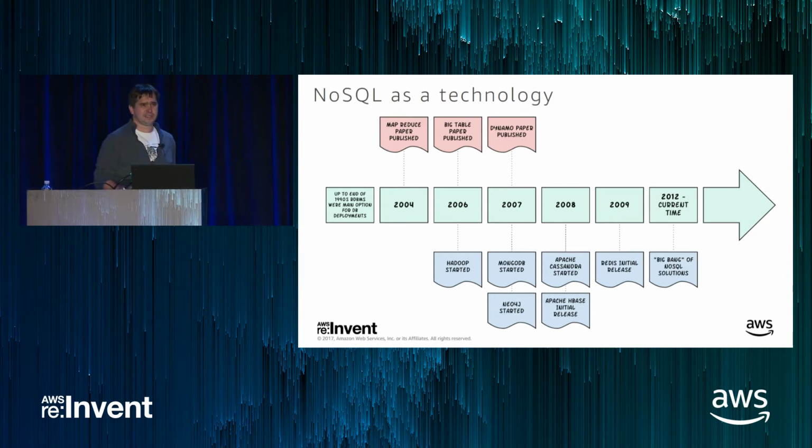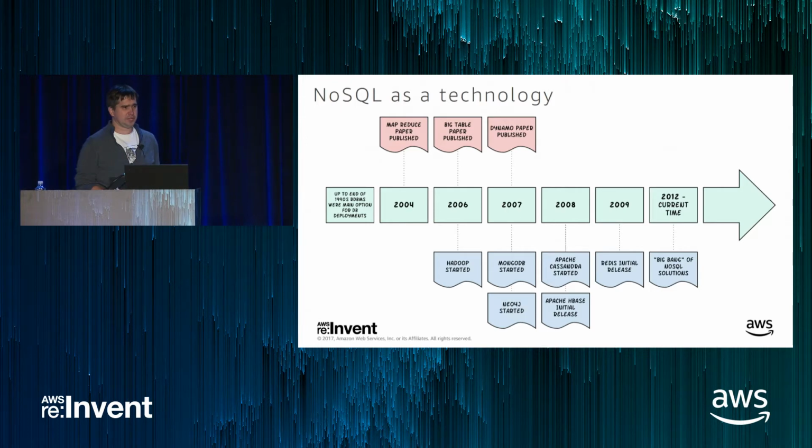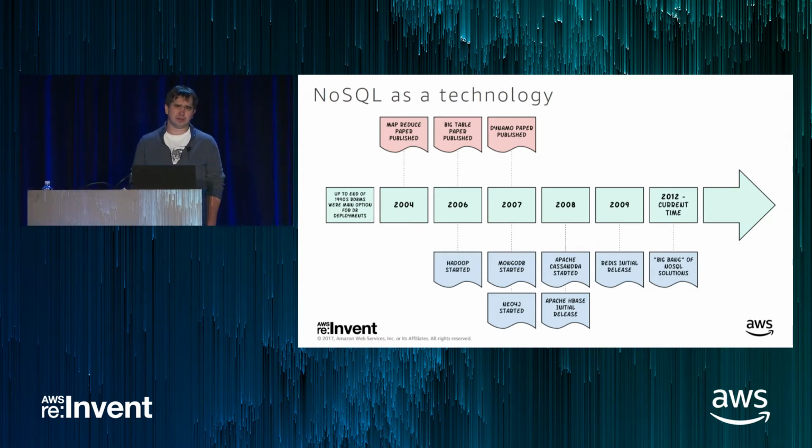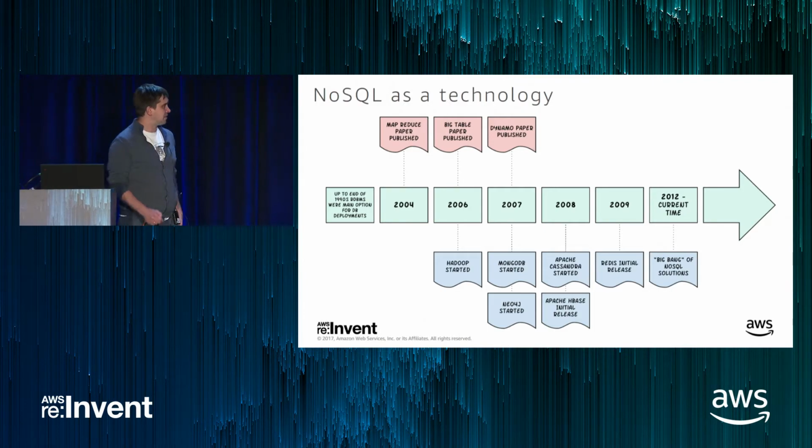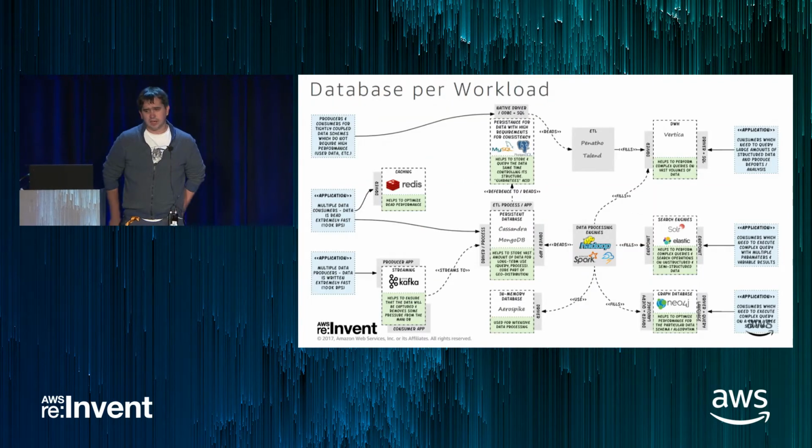And in 2007, a lot of different projects started, like MongoDB and Neo4j, and in 2008, Apache Cassandra started, and we're going to talk about Apache Cassandra today. And since 2012, we have a lot of new databases coming in every year, solving different aspects of NoSQL workloads and different aspects of data processing.